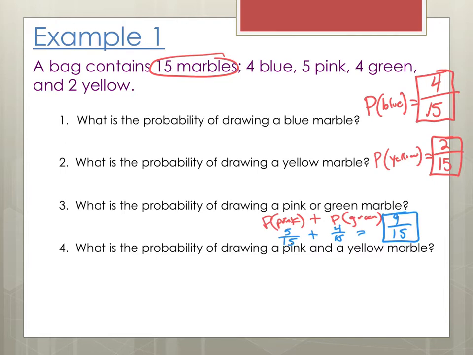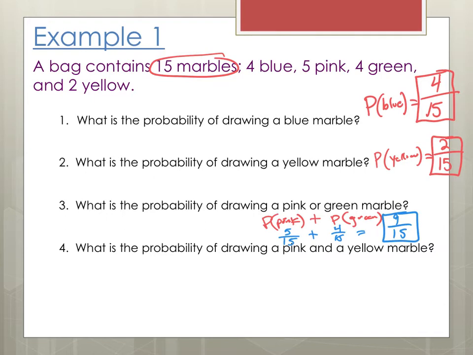So if we take a look at the next one, it says, what is the probability of drawing a pink and a yellow marble? Well, if you're drawing just one out of the mix, the probability of that happening would be 0 out of 15. You can't pick both a pink and a yellow if it's one pick of a marble.